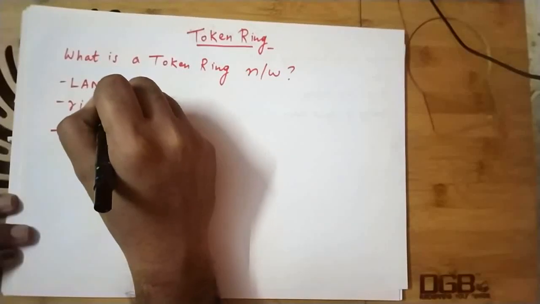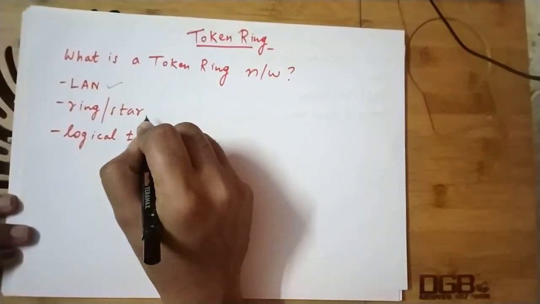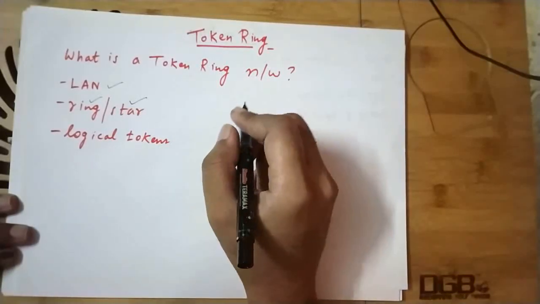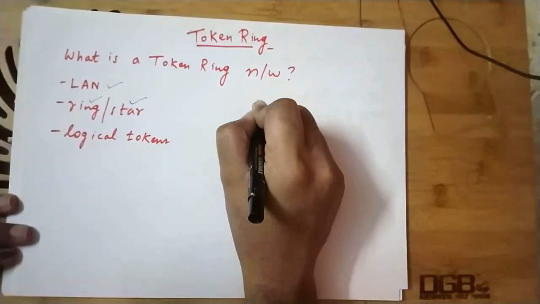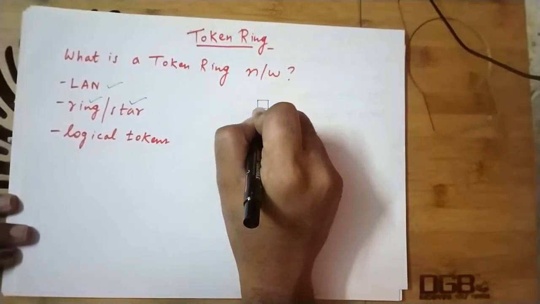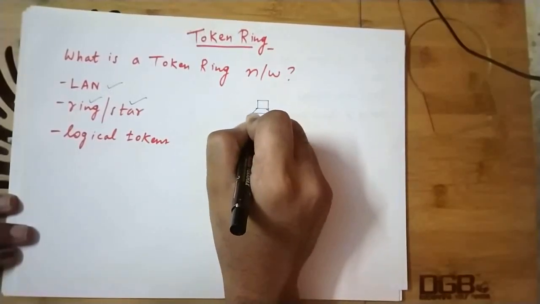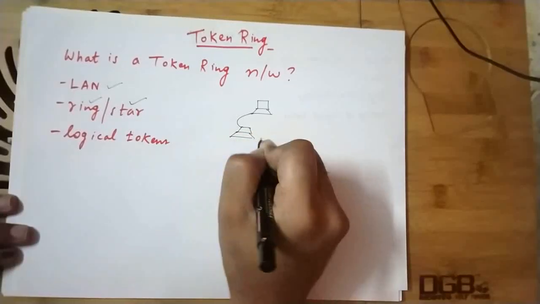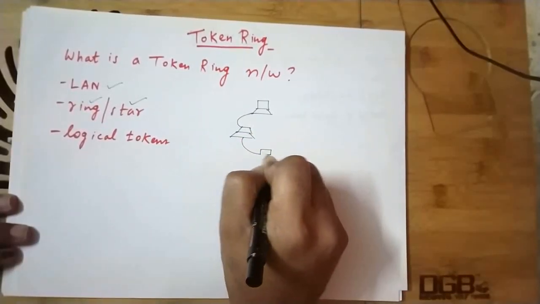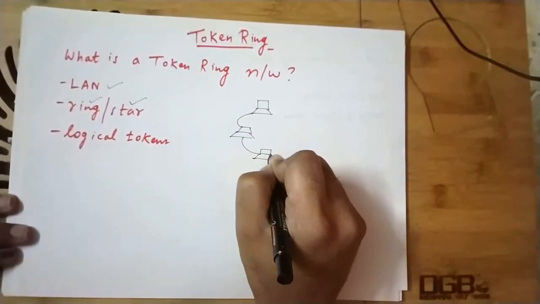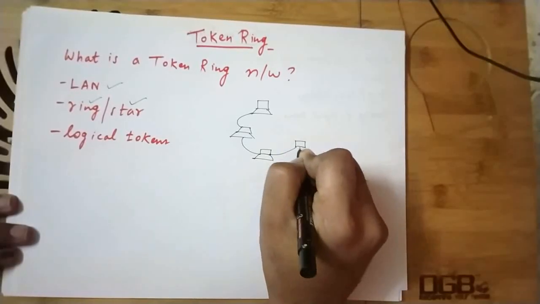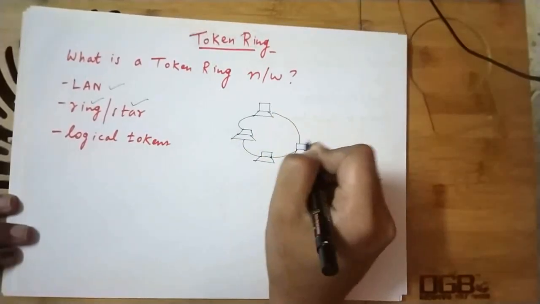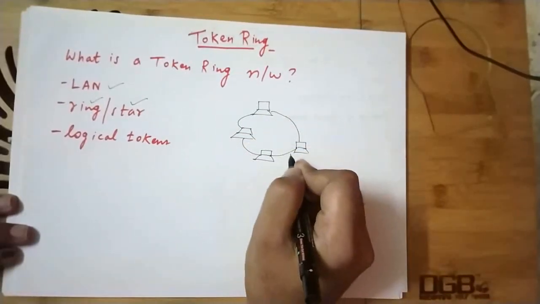Next key point is the topology. The topology is either ring or star. So how does a ring topology look like? If you remember, a ring topology looks something like this. You have multiple hosts in the network, and every host is connected to two other hosts. Let me just complete the diagram. So I have four hosts in this.